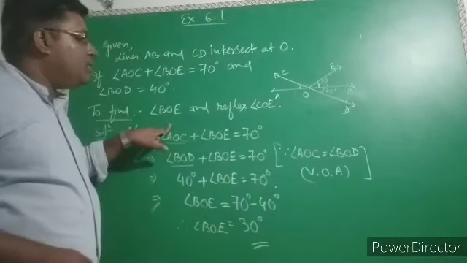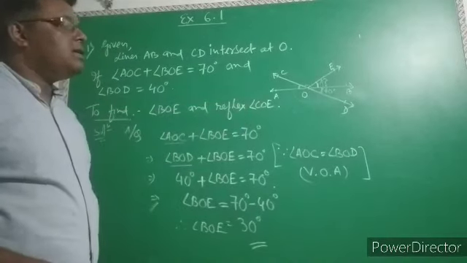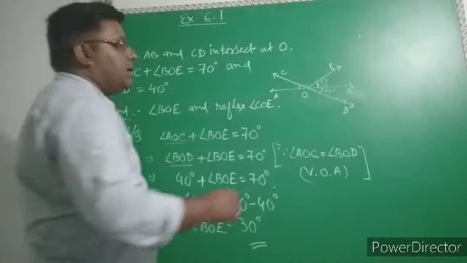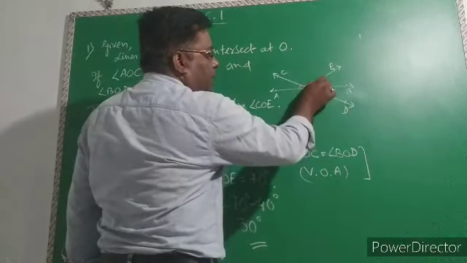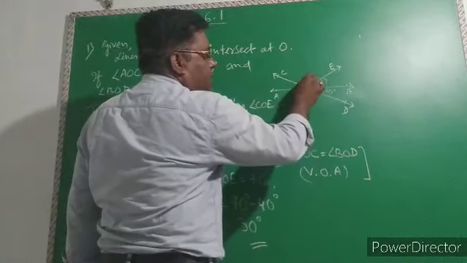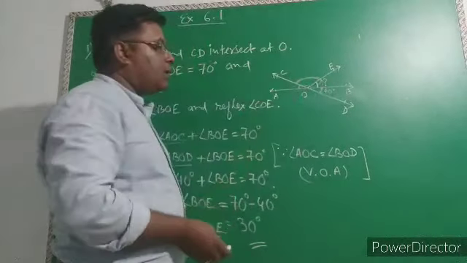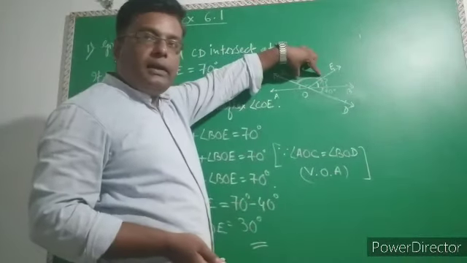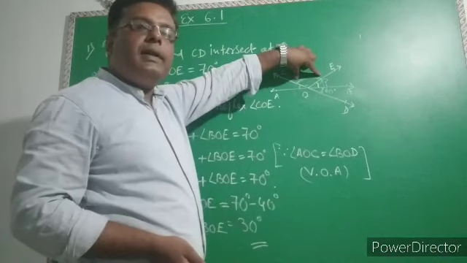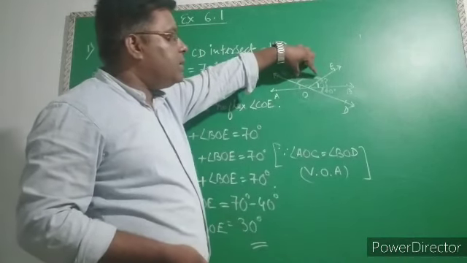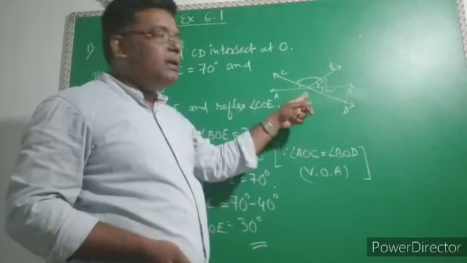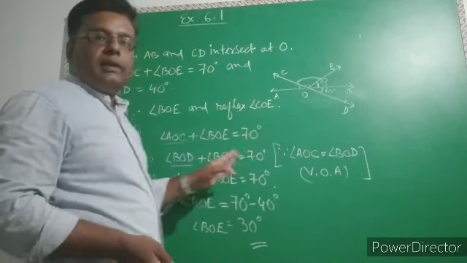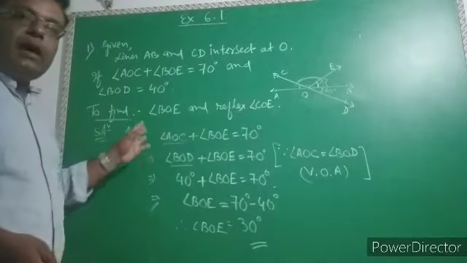Now next we have to find the reflex COE. If we can find angle COE here, then from 360 degree, if we subtract COE, we get the reflex COE. So next, see how we find the reflex COE.